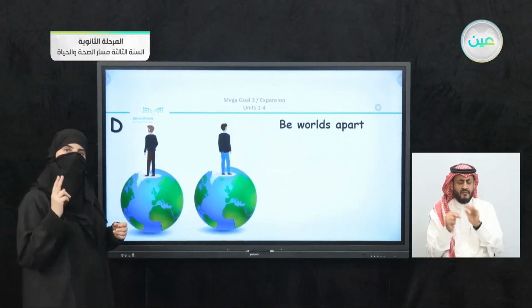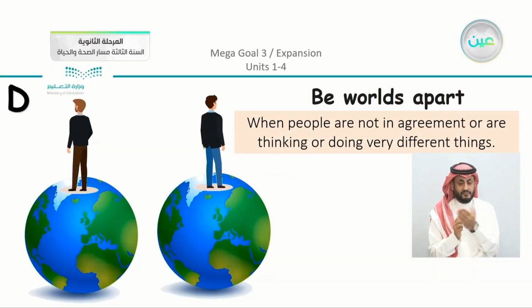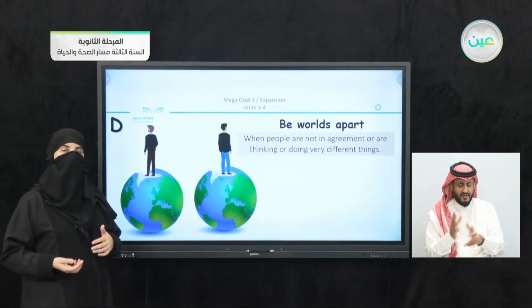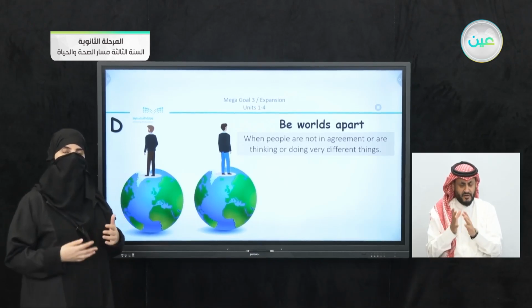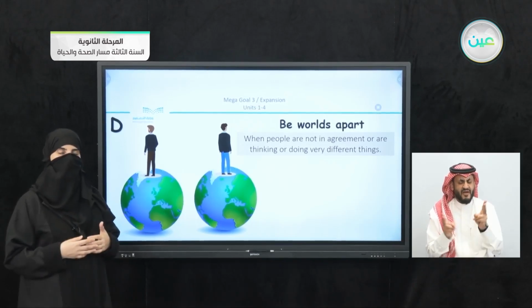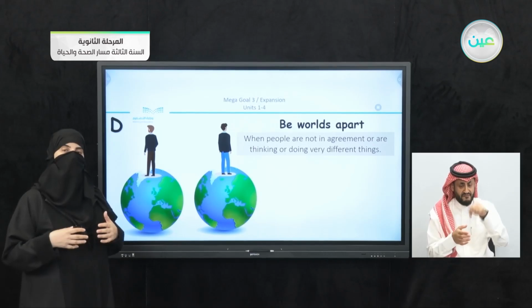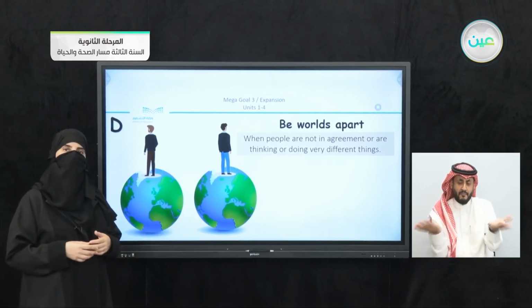Now actually we can give two meanings for this one. We have here "be worlds apart." Now these two young men, we can say that when people are not in agreement or are thinking or doing very different things, so if there is a kind of misunderstanding or disputes, if you remember or recall what we took in Unit 2, when we talked about vocabulary and how some people avoid having disputes with other people. Now, if this happens, this means that these people are worlds apart, or we can say that they are just different or doing different things.